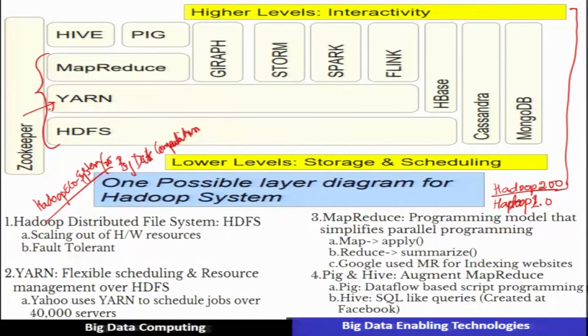besides HDFS and MapReduce, another notion of Yarn being added. So Yarn is a resource manager for Hadoop. This is yet another resource negotiator. This is also called a resource manager for Hadoop, which runs over HDFS.